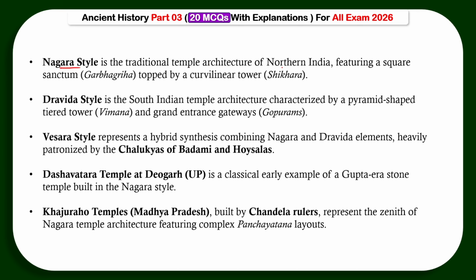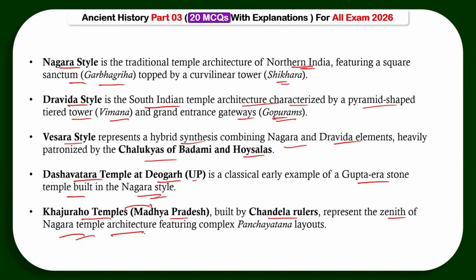Nagara style is the traditional temple architecture of northern India, featuring a square sanctum, Garbhagriha, topped by a curvilinear tower, Shikhar. Dravida style is the South Indian temple architecture characterized by a pyramid-shaped tiered tower, Vimana, and grand entrance gateways known as Gopurams. Vesara style represents a hybrid synthesis combining Nagara and Dravida elements, heavily patronized by the Chalukyas of Badami and Hoysalas. Dashavatara temple at Deogarh, UP is a classical early example of a Gupta era stone temple built in Nagara style. Khajuraho temples located in Madhya Pradesh built by Chandela rulers represent the zenith of the Nagara temple architecture featuring complex panchayatan layouts. Very important.